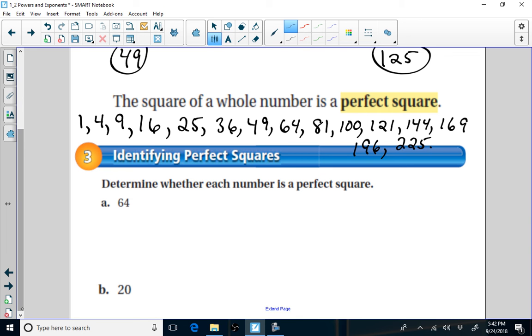If I'm identifying perfect square numbers, I could simply use my list and ask myself, is 64 a product of a number times itself? I see 64 on my list, so I know it's a product of a number times itself. So this would be yes, right? It's the product of 8 times 8. Is 20 the product of a number times itself? Well, I don't see 20 on my list of perfect square numbers, so the answer would be no.